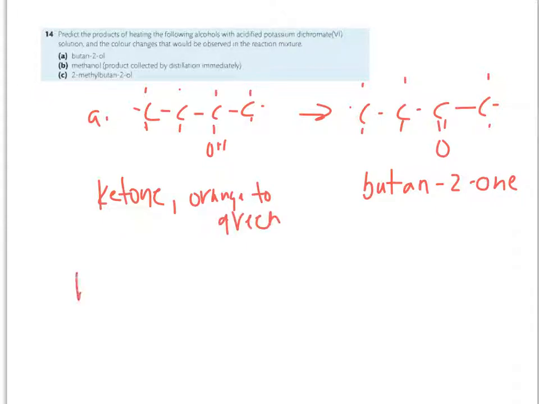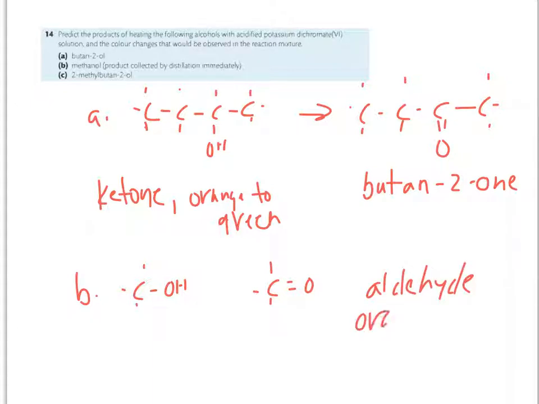And then B, your product, you have methanol, and the product is collected by distillation immediately. So with methanol, there's only one place, there's only one carbon for that oxygen to be on. So this is going to become like so. So this is going to be considered an aldehyde. And my color change again is going to be orange to green.